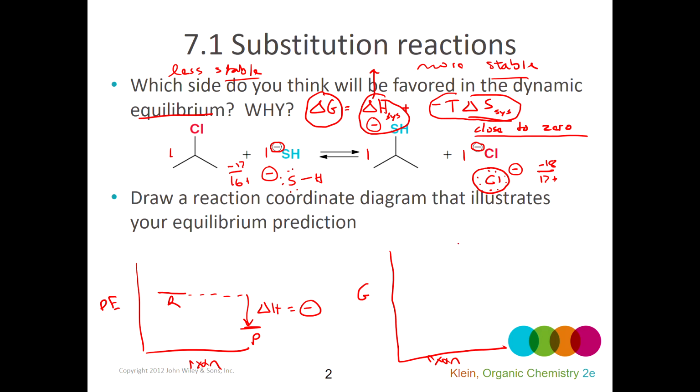So if we're looking at delta G, we could probably predict here with a fair amount of certainty that the reactants have a higher free energy and the products have a lower free energy, and that delta G is negative because delta H is negative and because the entropy change for the system is very minimal.